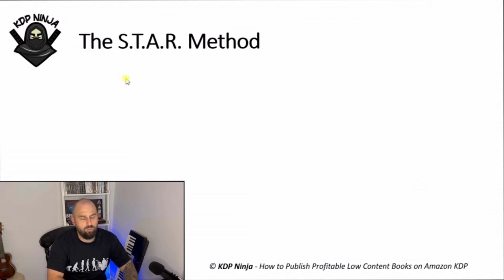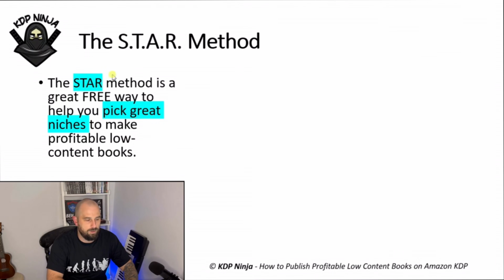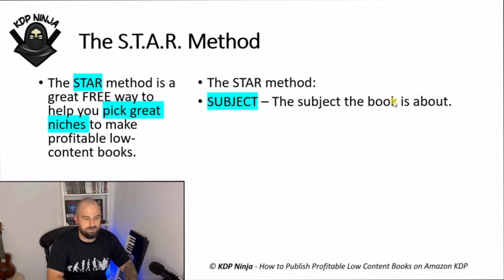Okay, so the method we're going to be using to find great niches is the STAR method, okay? And this is how it works. So the STAR method is a great free way to help you pick great niches to make your profitable low content books. Okay, so this is the STAR method.